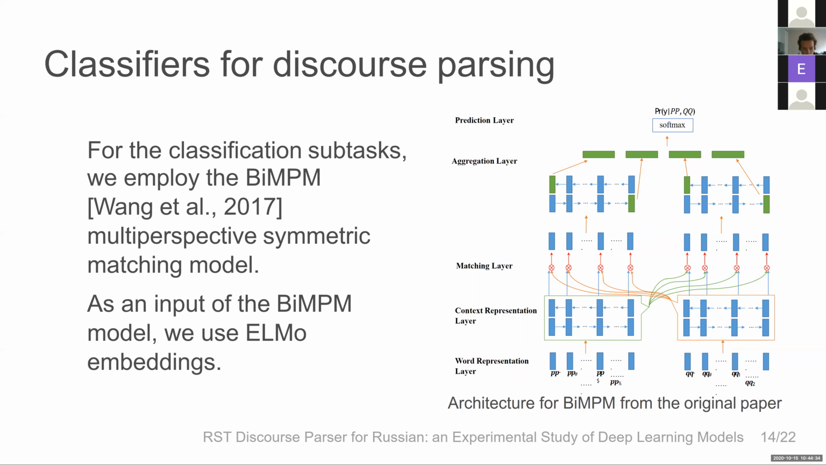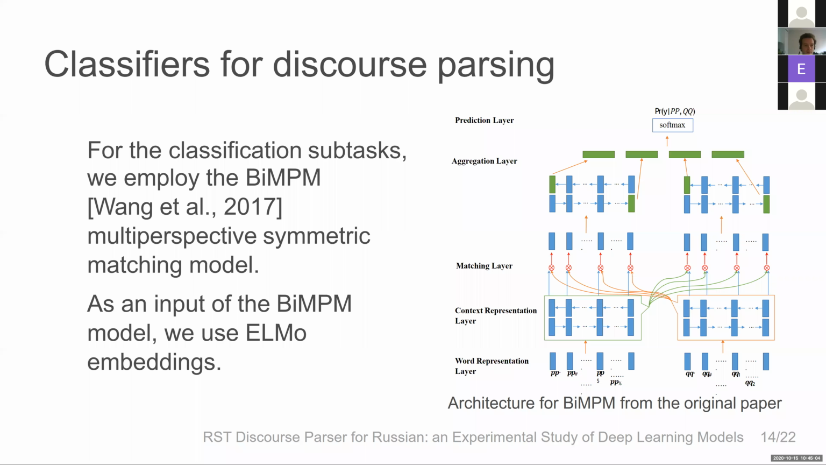As an input of the model, we used the contextual vectors obtained with ELMo. And in case of structure classification, the feed-forward classification layer also takes as an input an additional feature that indicates whether both text spans are located in the same sentence and whether they are located in the same paragraph.